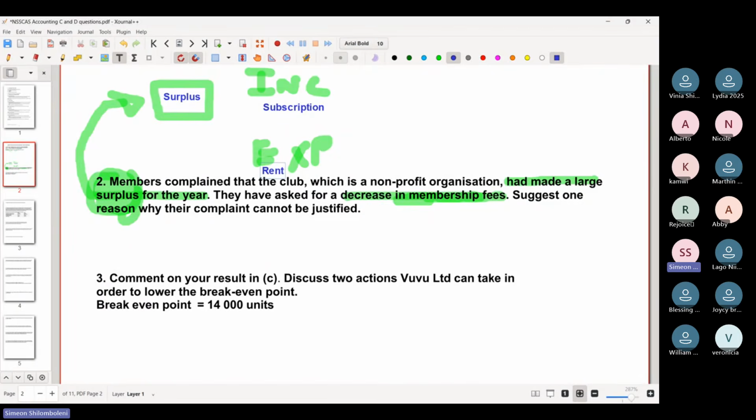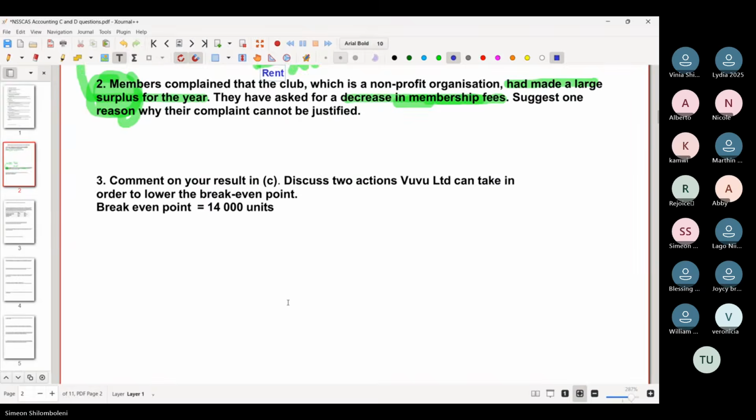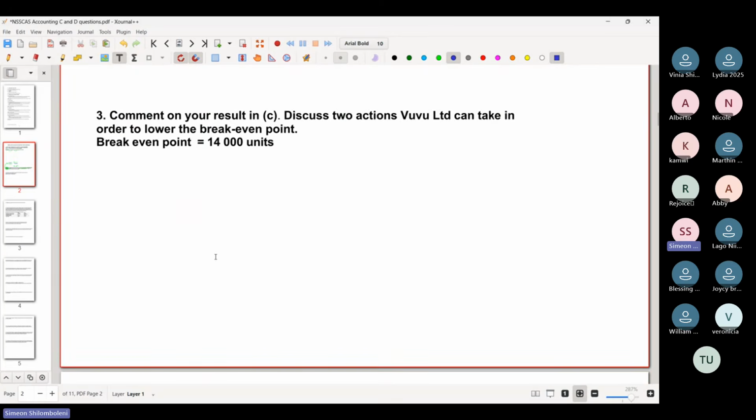But if we have an expense that is likely to keep rising every year, then in that case, you are not going to increase it. So I hope you have seen how you are supposed to, from what point you are supposed to get it. You look at the information that you are given.